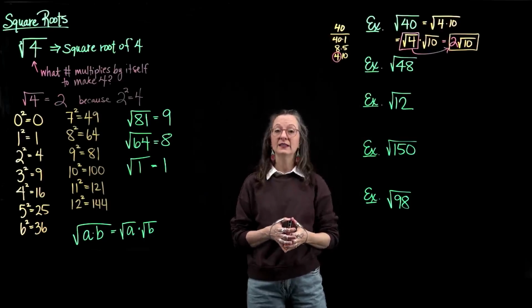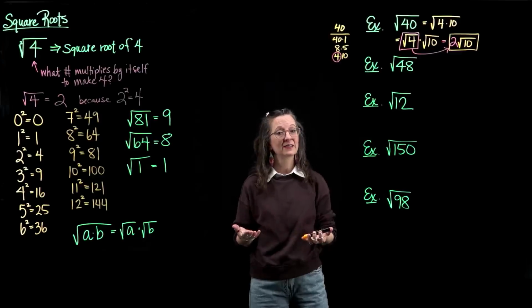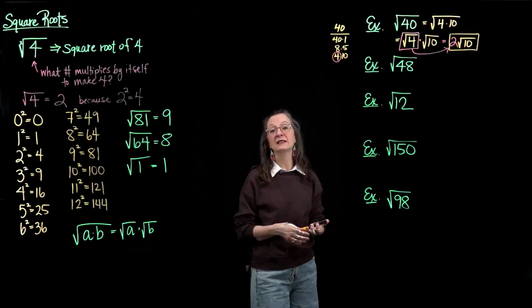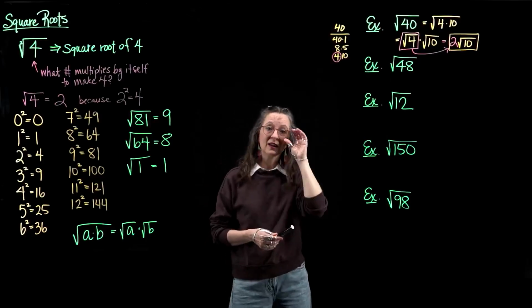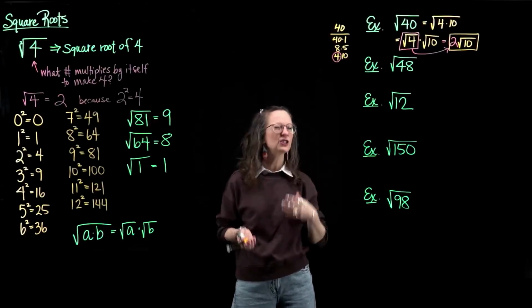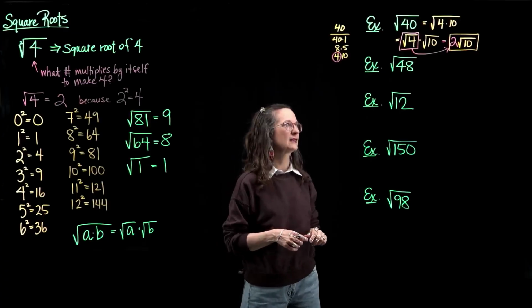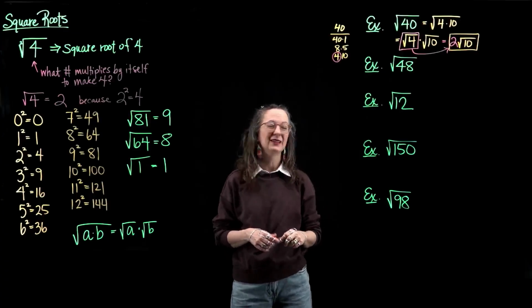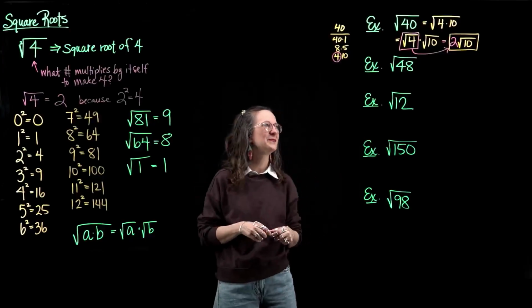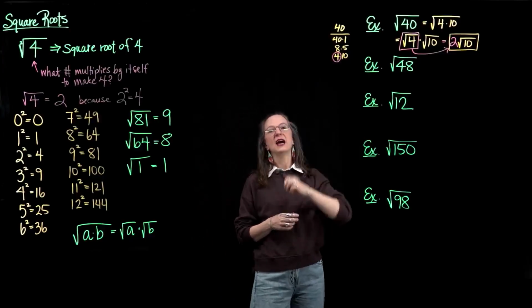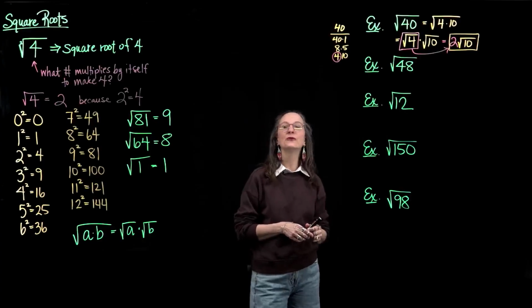And it's okay to leave that square root of 10 exactly as it is. That's an exact answer. We don't want to put it into the calculator and get a decimal approximation. We want to leave it exactly as it is. Okay? It looks a little weird. That's okay. All right, so next, let's look at the square root of 48.